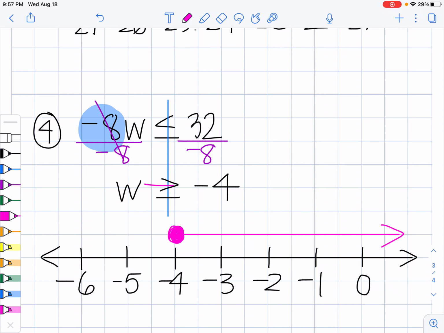So just remember, when you're multiplying or dividing by a negative number, you always want to flip the inequality.